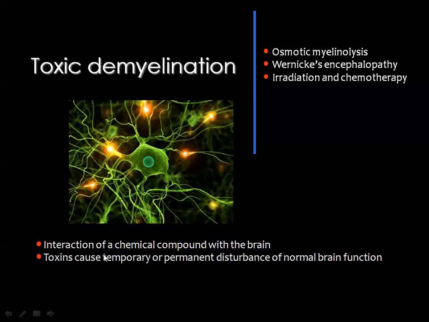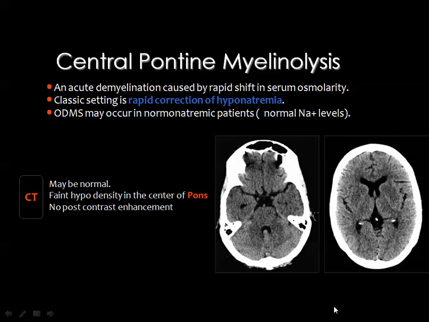Of course, the interaction of chemical compounds with the brain will result in temporary or permanent disturbance of the normal brain function. This central pontine myelinolysis is a condition which is almost seen in two groups of patients: those who are chronic alcoholics and the patients who are subjected to rapid correction of hyponatremia. There are classic appearances on MRI and it may be seen also in the CT scan.